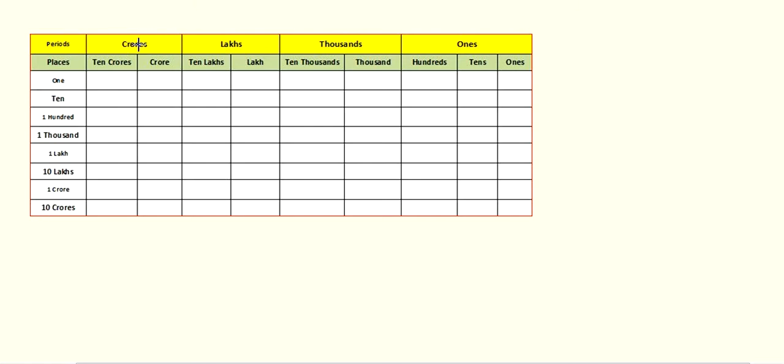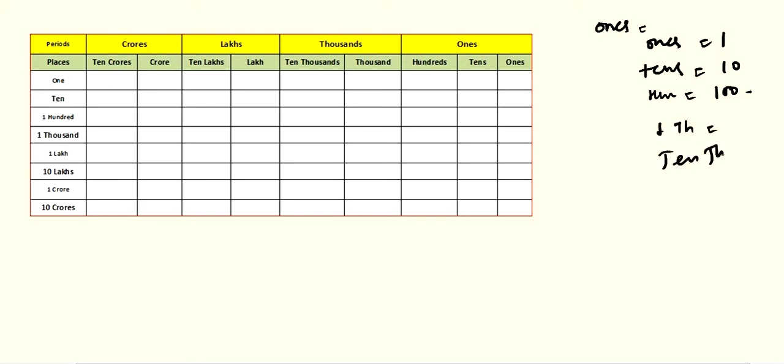These are our periods: crores, lakhs, thousands, ones. So in the ones we are having ones, that is 1, then tens, that is 10, then 100, that is 100. Okay. Then what about 1000? In thousands we are having 1000, then 10,000.